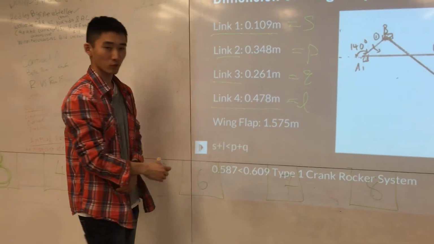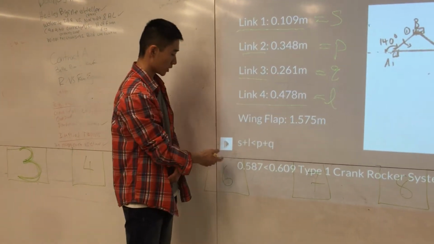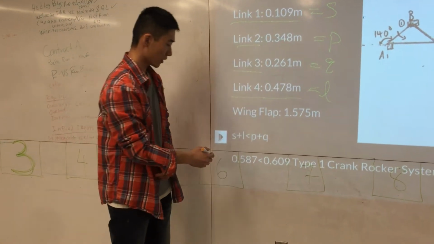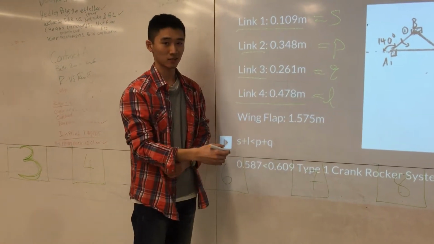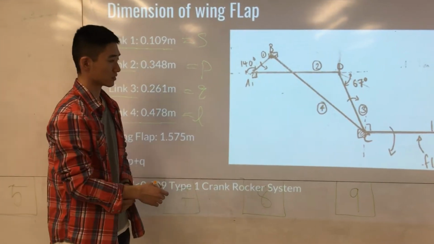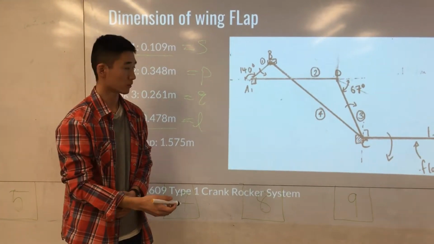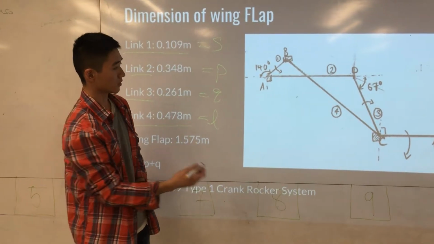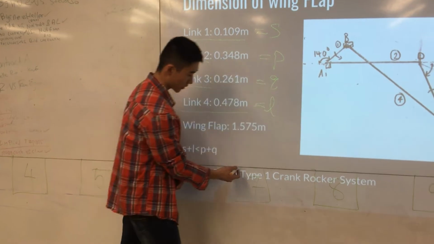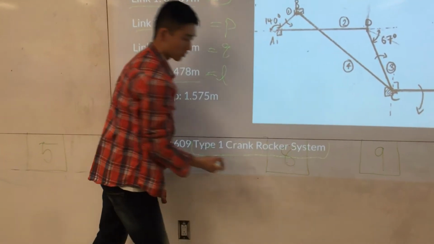Now, due to Grashof's equation, if the sum of S and L is less than the sum of P and Q, we are able to conclude that it is a type 1 system. And looking at the mechanism used in the plane wing flaps, we can conclude that it indeed matches up with the calculations, ending up with a type 1 crank-rocker system.